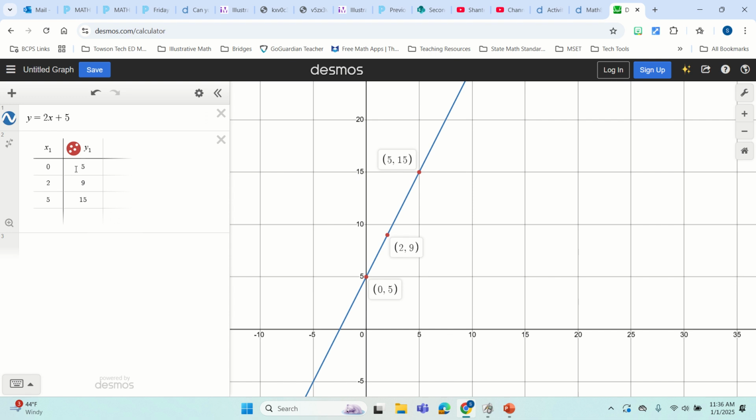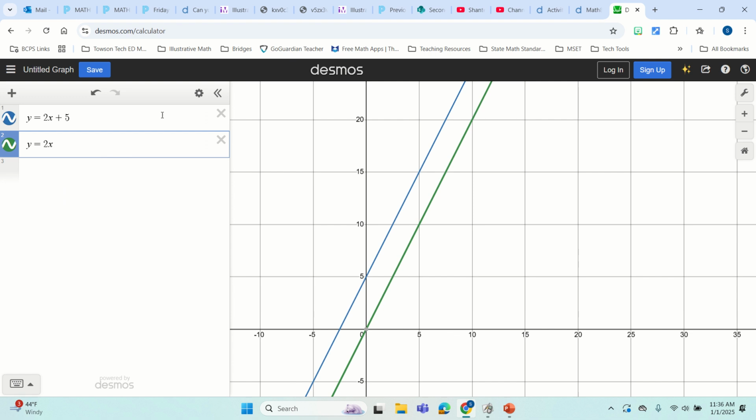As we get into the unit later on, we will also be able to graph more than one equation. So I'm going to delete the table and we'll leave that one here. And just like the one we just did, y equals 2x, now we can compare 2 lines. You can see that this one has a y-intercept of (0, 5) because of that plus 5 at the end. This one has a y-intercept of (0, 0).